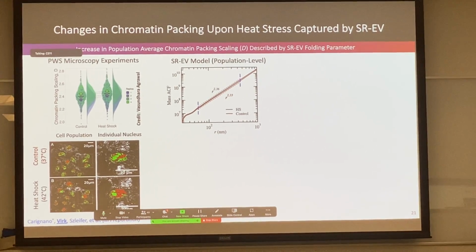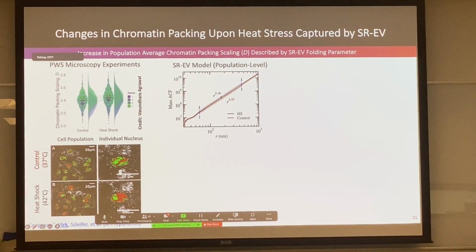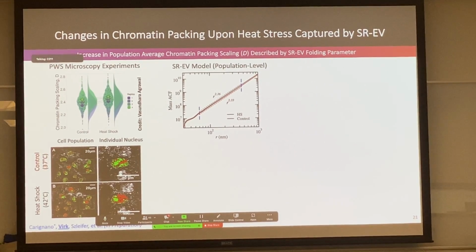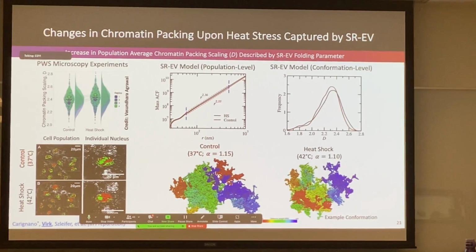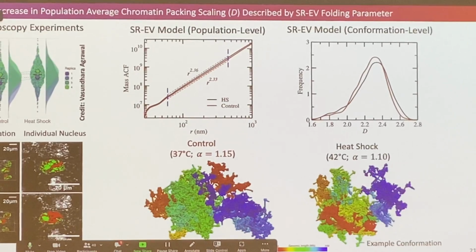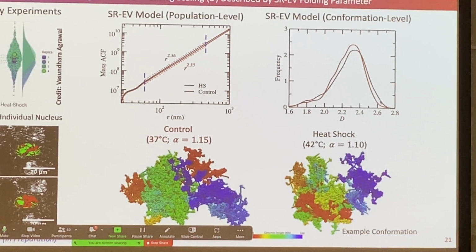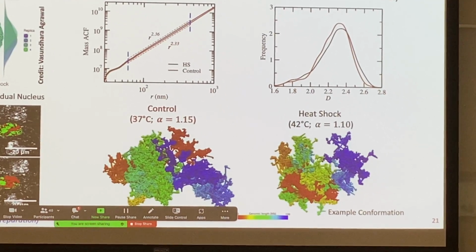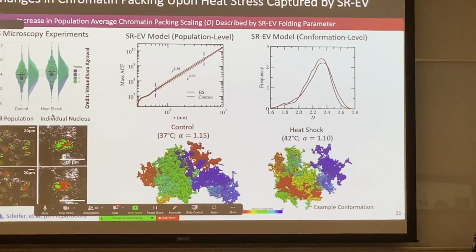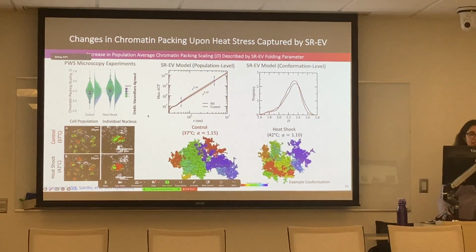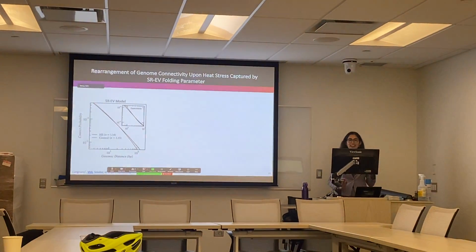And what we can see here is that not only do we observe an increase in the packing scaling of this SREV model at the population level, but when we look at individual conformations generated by this SREV statistics, we also see a very wide heterogeneous distribution of the average packing scaling of each of these conformations that's representative of the distribution observed experimentally.